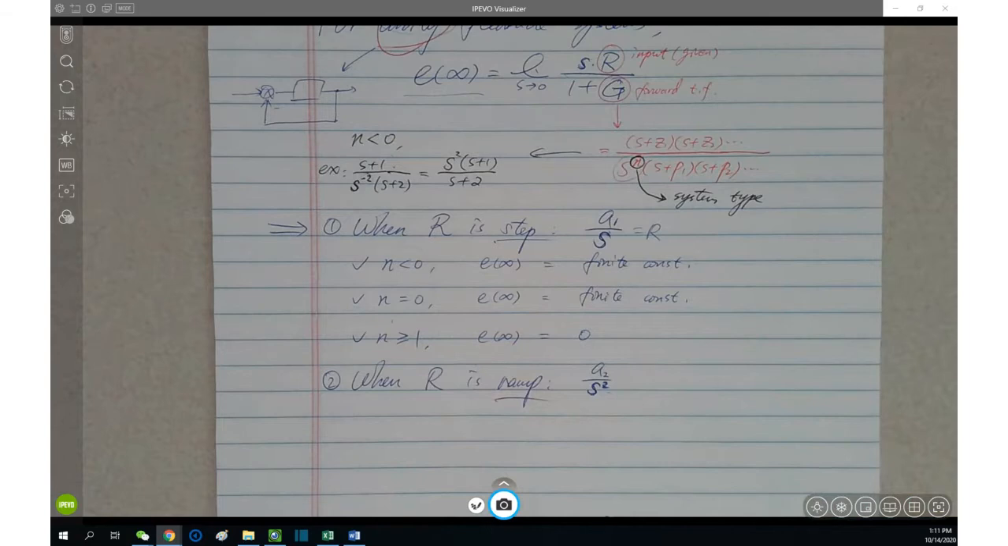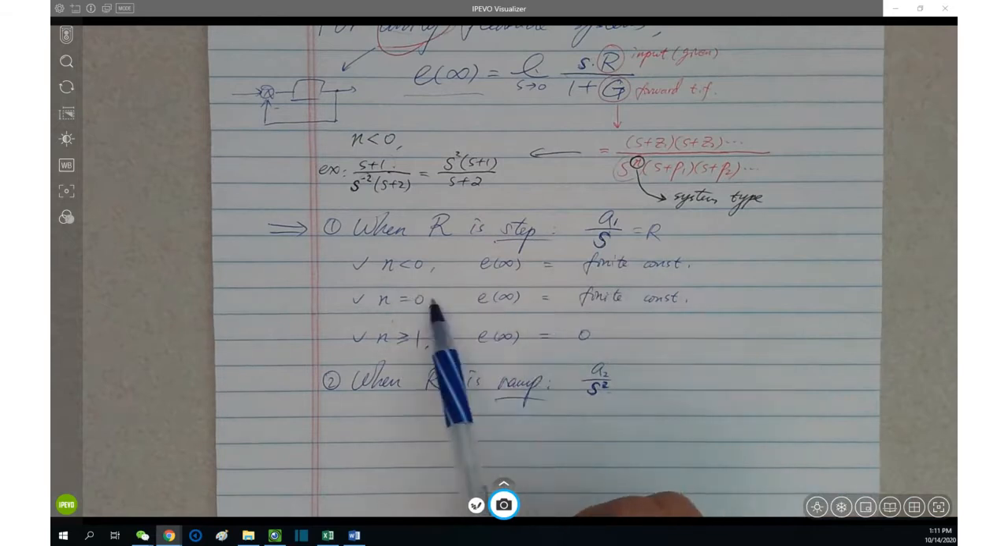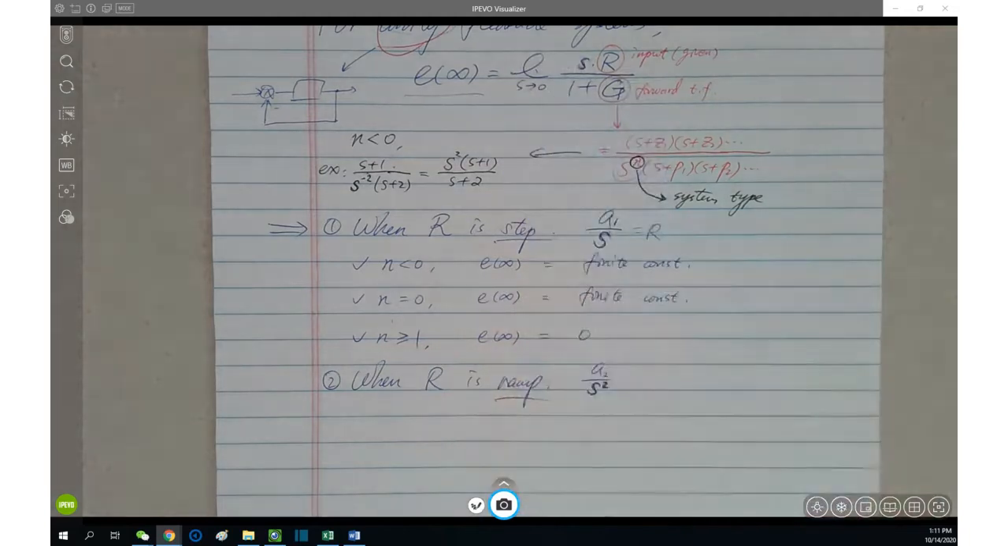Of course, if the system type is 0, what do you need to do? Well, you need to solve this. You need to really go through this calculation. You have to. And you're expecting to see a finite constant as the result. Does everything make sense? This is what this summary is for. Any questions?